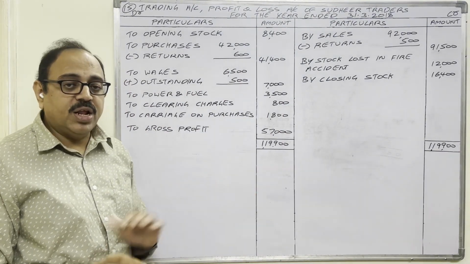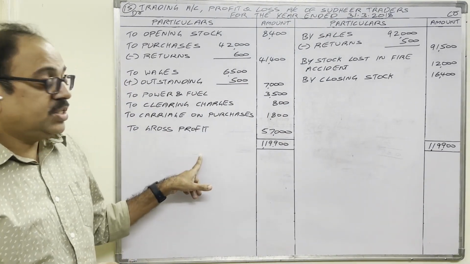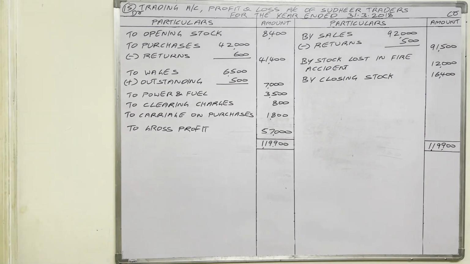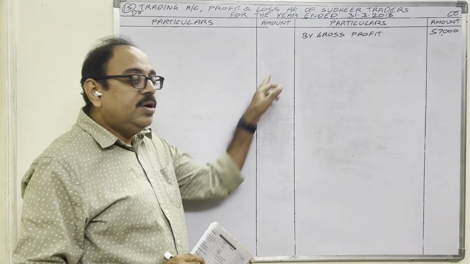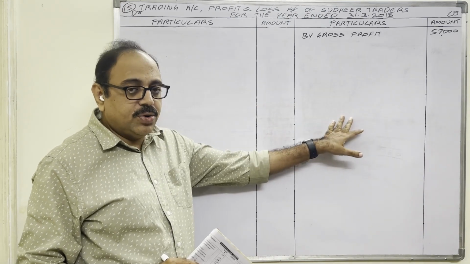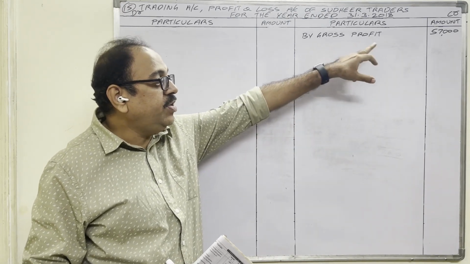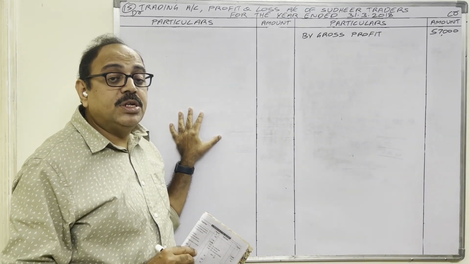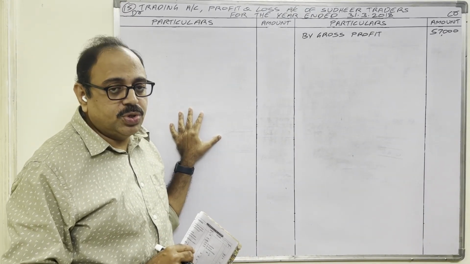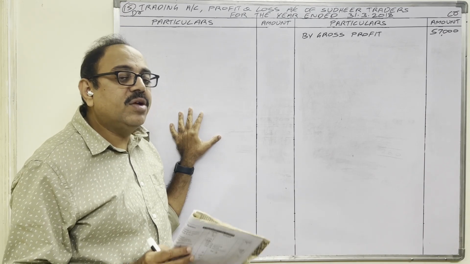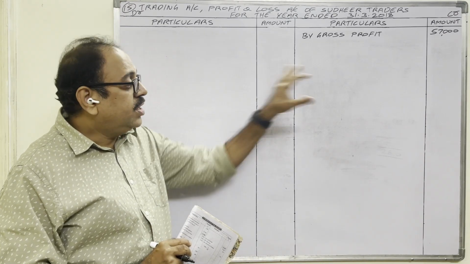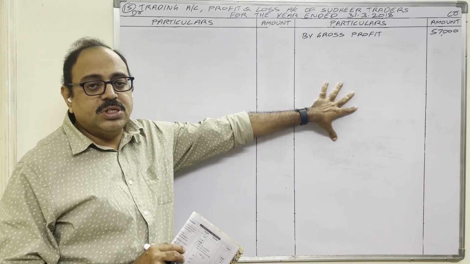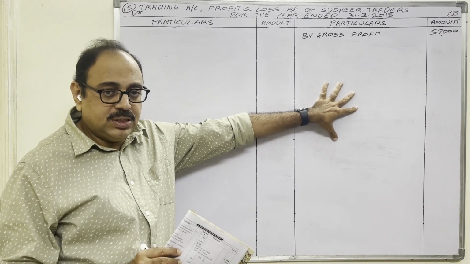Continuation is the profit and loss account. First take a screenshot of the trading account. Now continuation, profit and loss account. Credit side, gross profit 57,000. Debit side, indirect expenses and indirect losses we should show, meaning they are not related to the manufacturing work. Credit side, indirect incomes, so other than sales.